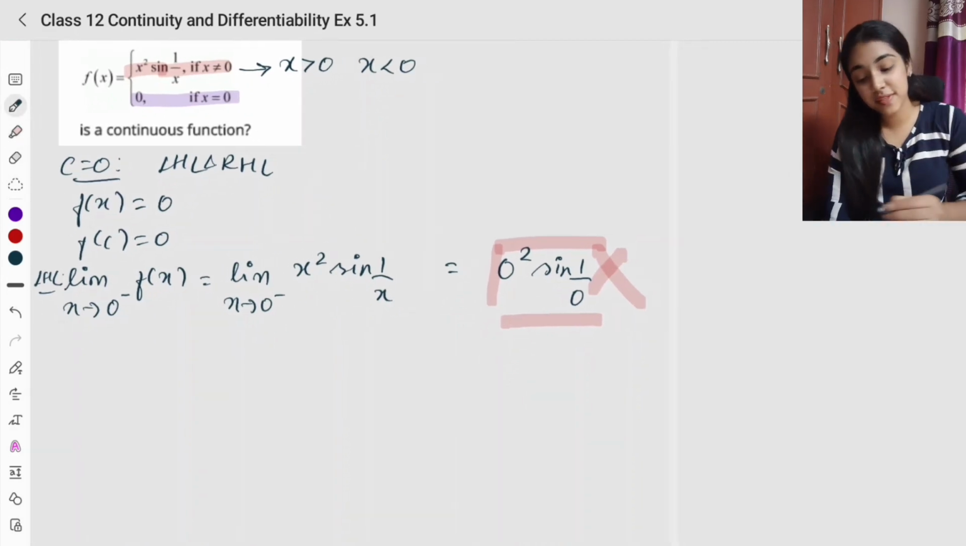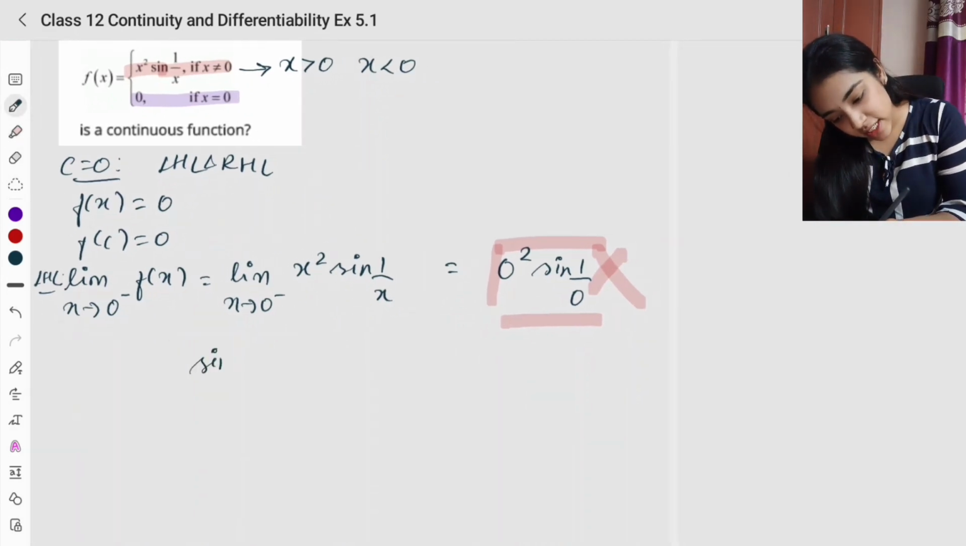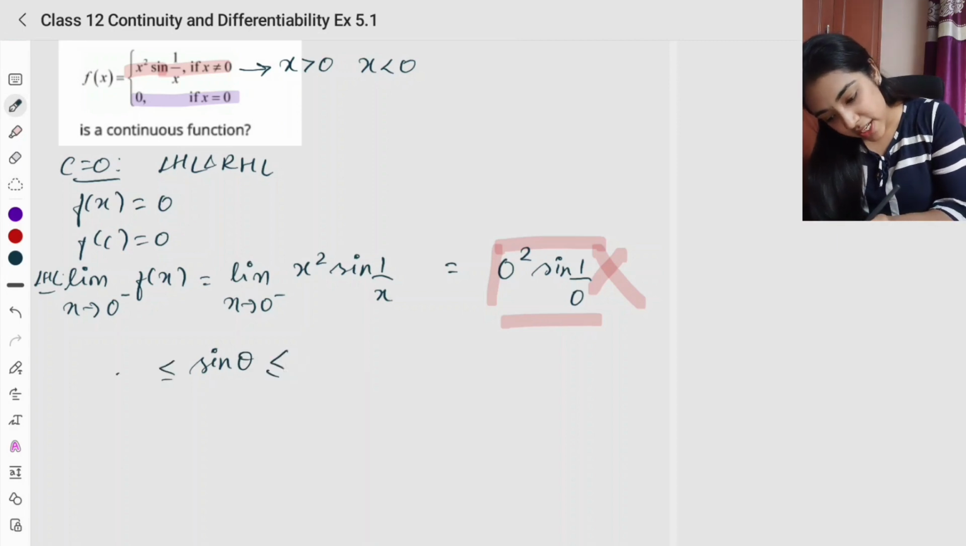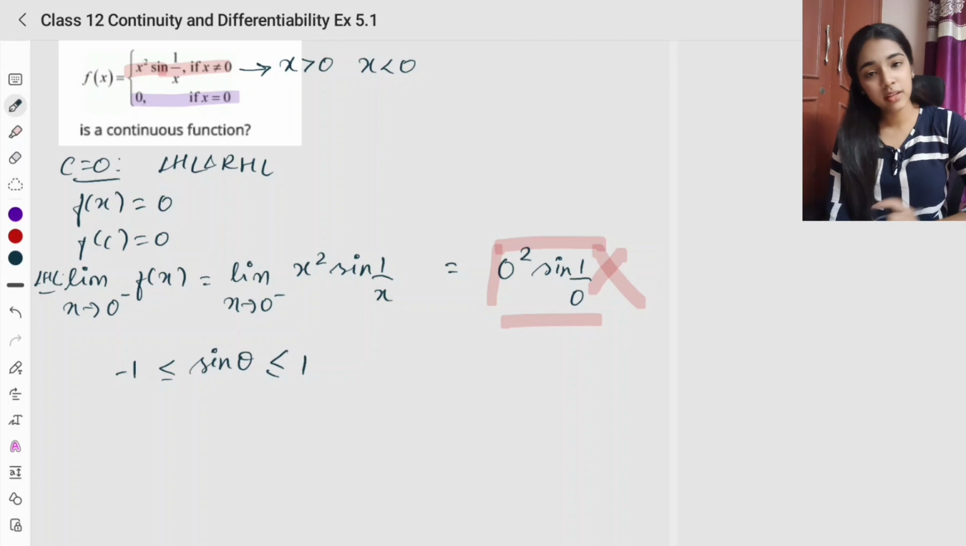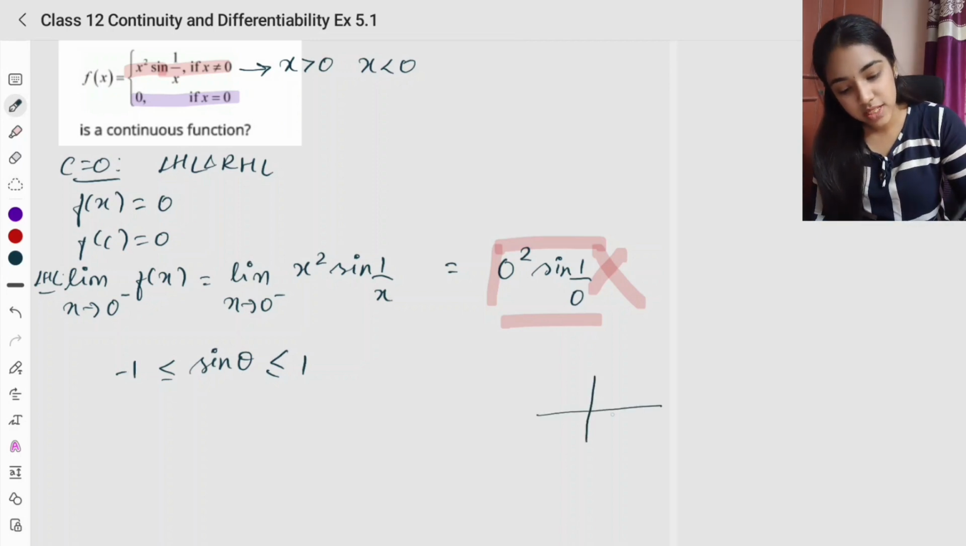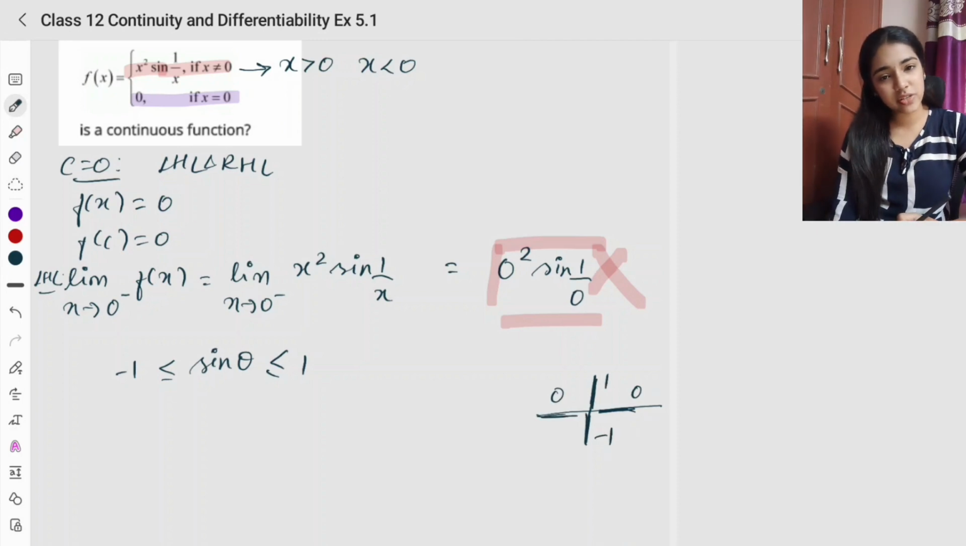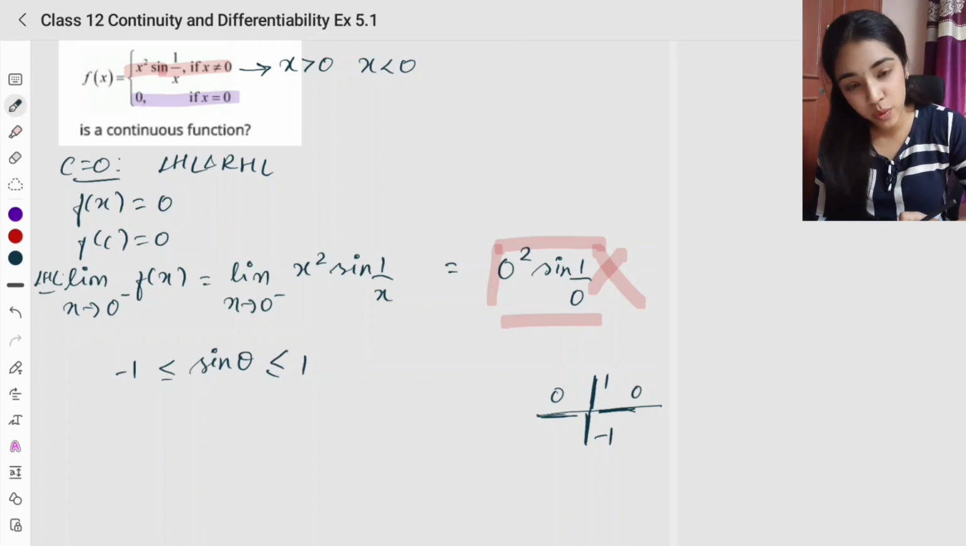What is my range of sine? You know that the range of sine theta is going to be between -1 and 1. You agree? Where are your values? So at this point sine theta is 0. Here sine theta is 1. Here sine theta is again 0. Here sine theta is -1. So what is the range of values for sine? It is going to be from -1 to 1.